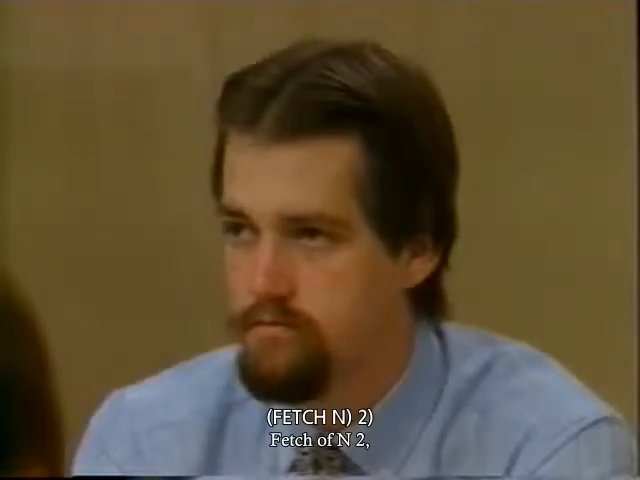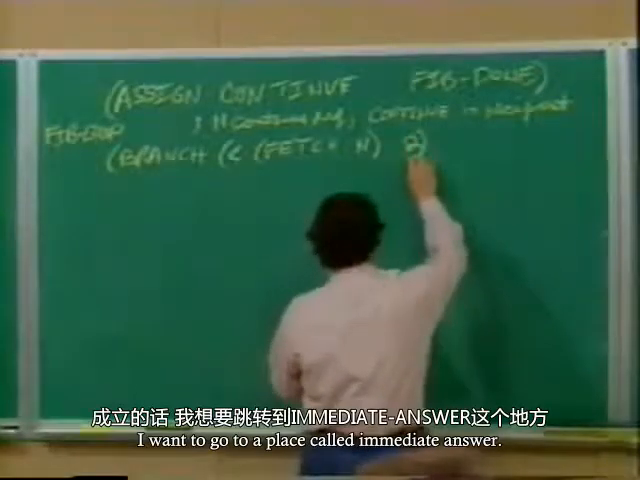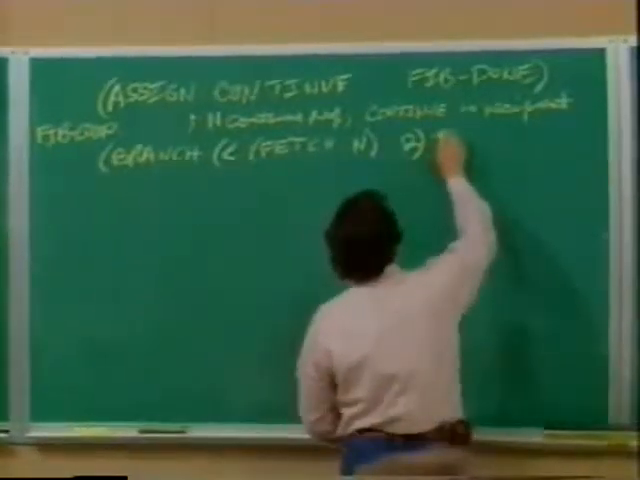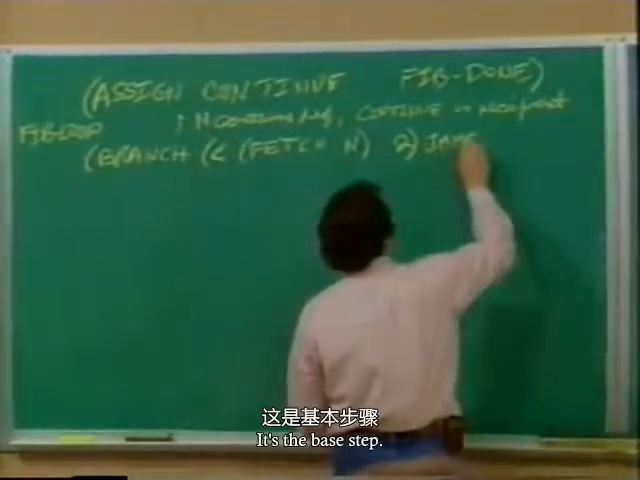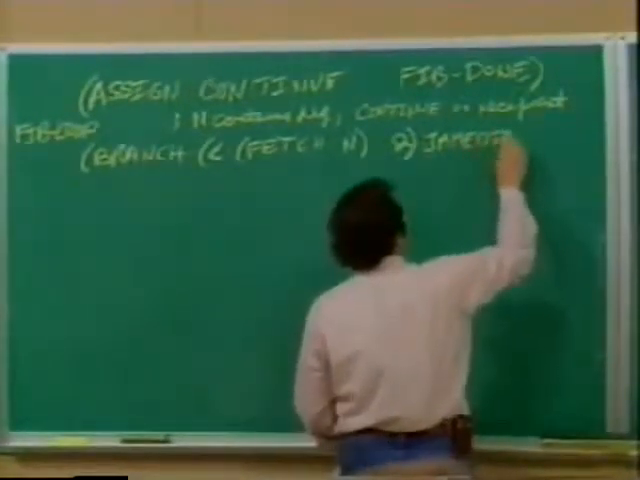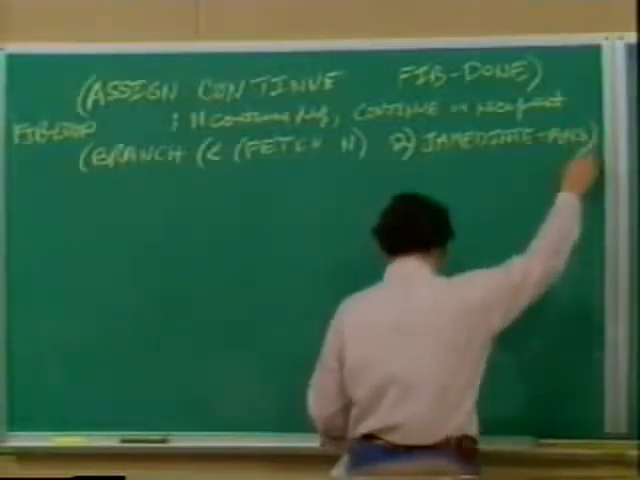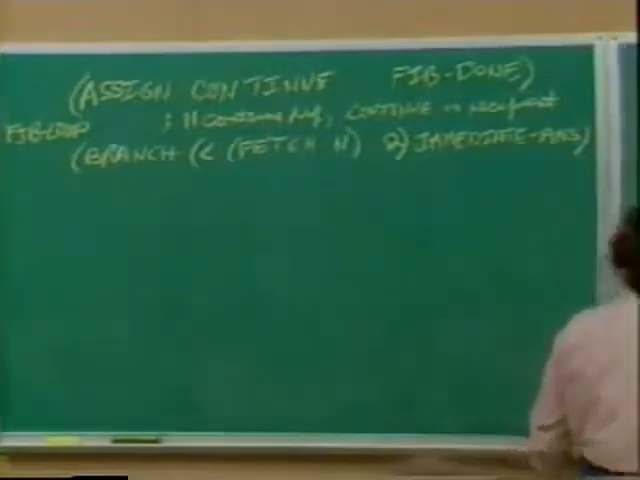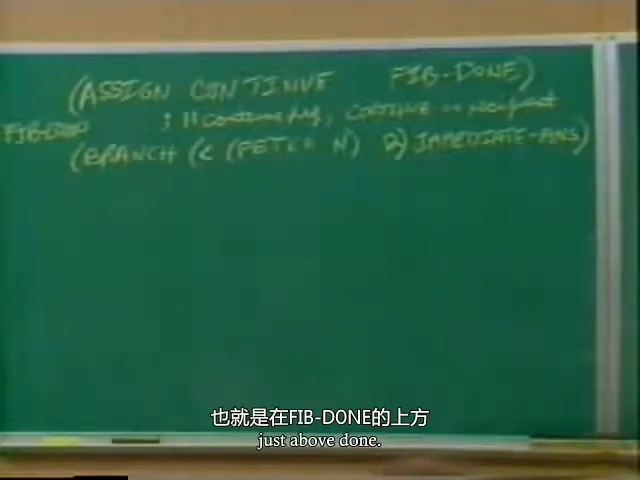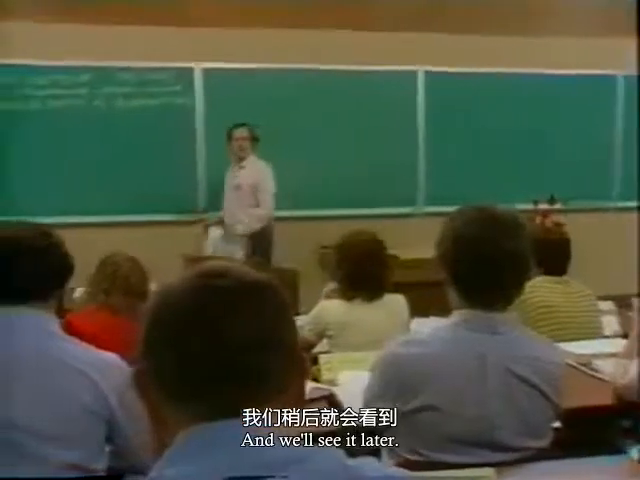Fetch of n, 2, I want to go to a place called immediate answer. It's the base step. And that's somewhere over here, just above done. And we'll see it later.